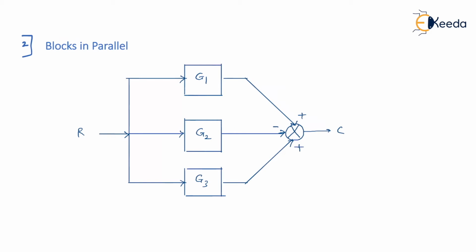So now if I want to reduce this, what I see is there is a common input R for the individual blocks, that is G1, G2, G3. For G1, input is R. For G2, input is R. Even for G3, input is R. And we know that for every block, output is nothing but input multiplied by transfer function. Therefore, output of the first block is R times G1. Output of the second block is R times G2. And output of the third block is R times G3, right? Then what we have over here, please try to understand. This symbol indicates a summing point.